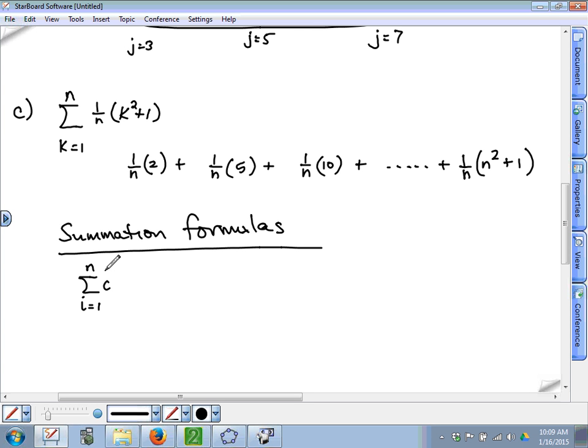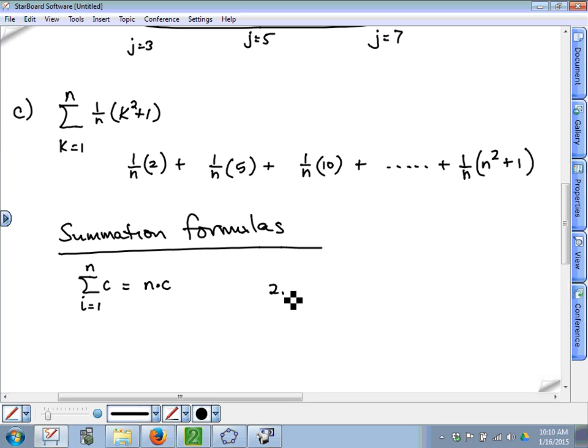C times C is C to the n, but C plus C plus C n times is nc. That's what Dave's going to have when he gets back to his class. Repeated addition, like C plus C plus C, just means it's C n number of times, so it's nc. You guys understand that? Yeah. So if you're taking the summation of a constant, then it's that constant multiplied by the number of times you're adding it together.